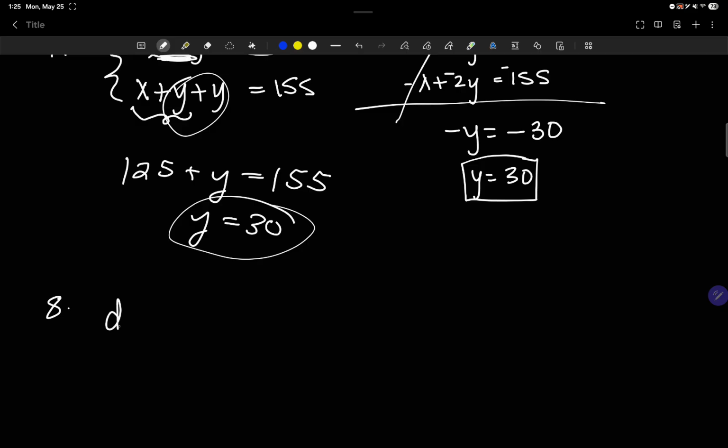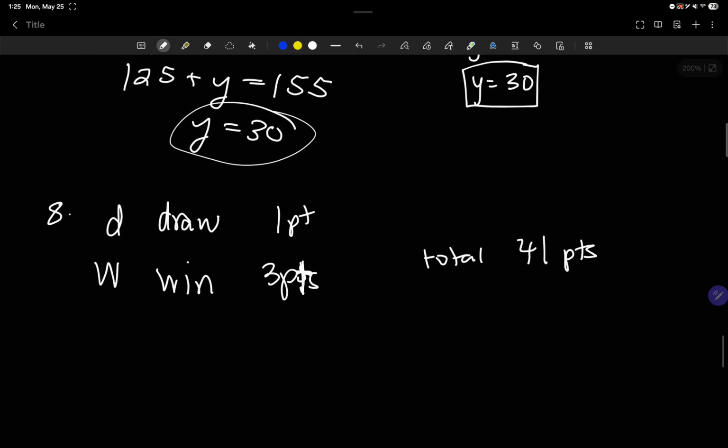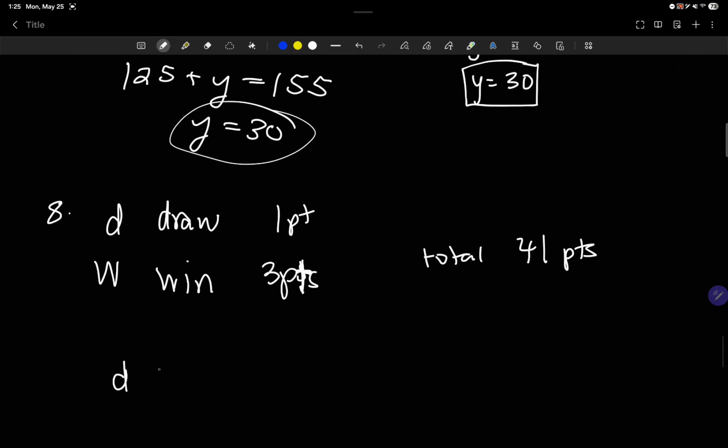Yeah. So D represented draw, which was 1 point. W represents a win, which is 3 points. Just 3 points. And then total, they had 41 points. Right. So the number of draws plus the number of wins equals sum total. 1 point for draw, 3 points for each win for a total of 41 points. And really, you don't need the 1. Right. Well, it looks like that's answer choice A.